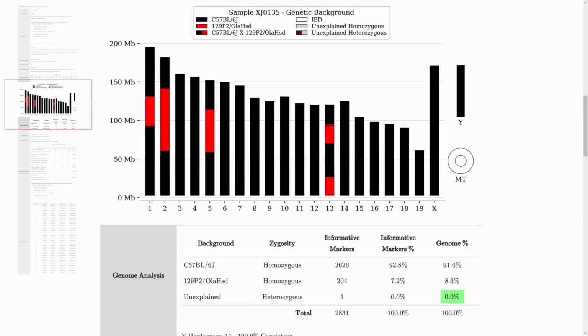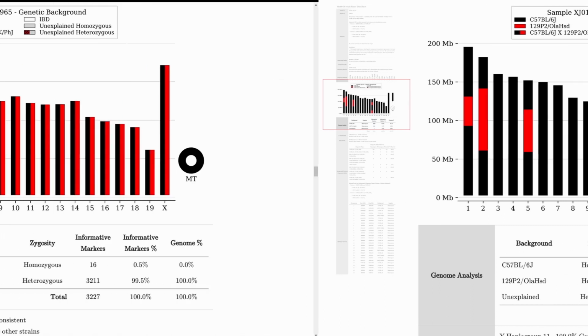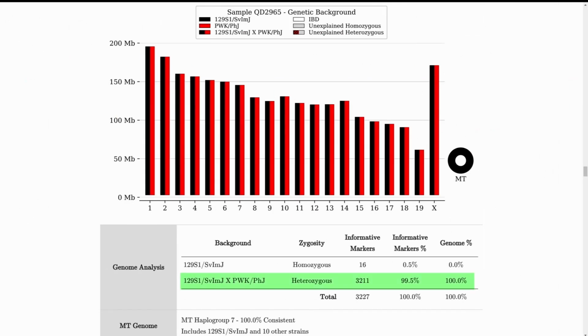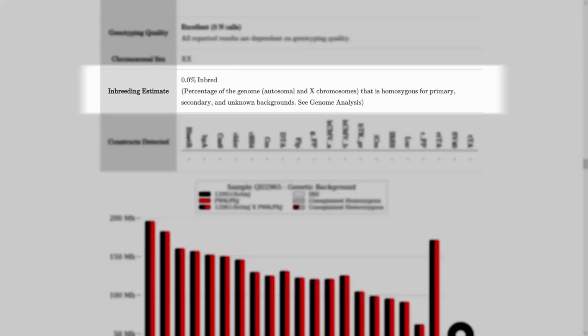This sample is fully inbred and has no heterozygosity for the primary and secondary backgrounds. Note that a single heterozygous marker is not enough to declare a region of heterozygosity in cases involving 2 strains. In contrast, 100% of the nuclear genome in this sample is heterozygous for the primary and secondary background, as expected for an F1 hybrid female. The level of heterozygosity shown in the global genome analysis is used to calculate the level of inbreeding, found in an earlier section of the report.